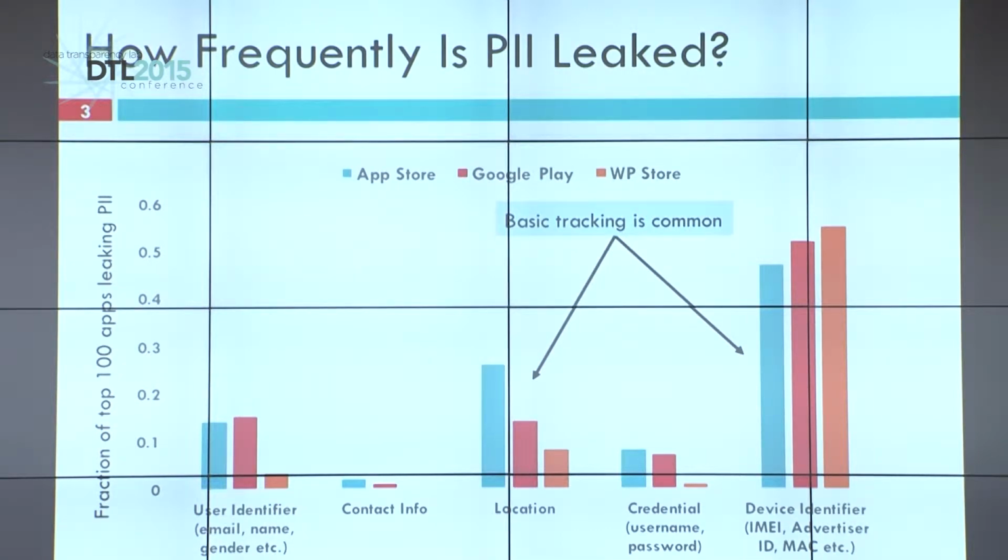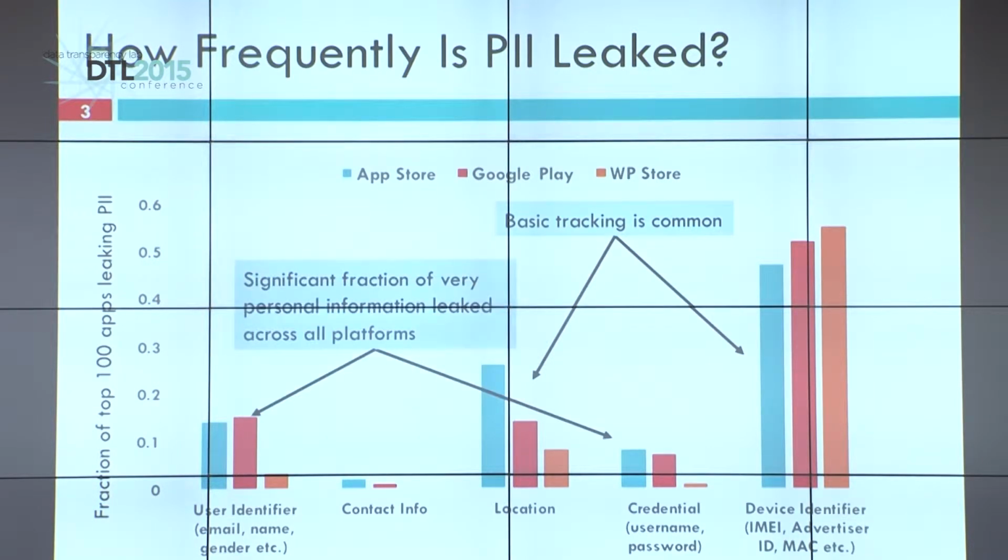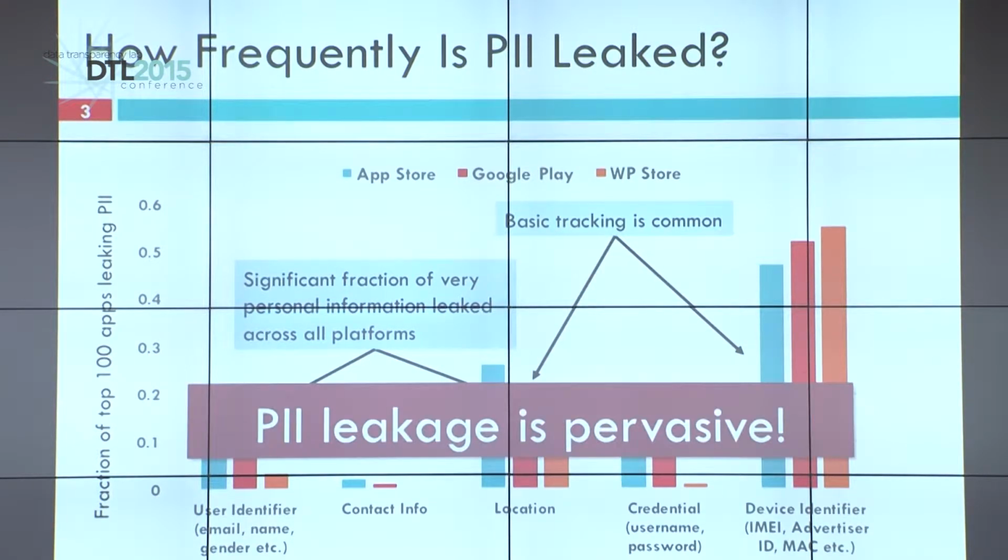So this is, like I said, run-of-the-mill tracking, maybe not terribly surprising, but the thing that also was disturbing is we saw lots of very personal information being leaked. So this includes user identifiers like your email address or your gender, and also credentials, usernames and passwords being sent out. So one of the key takeaways from this figure is that information leaks are pervasive from these mobile devices.